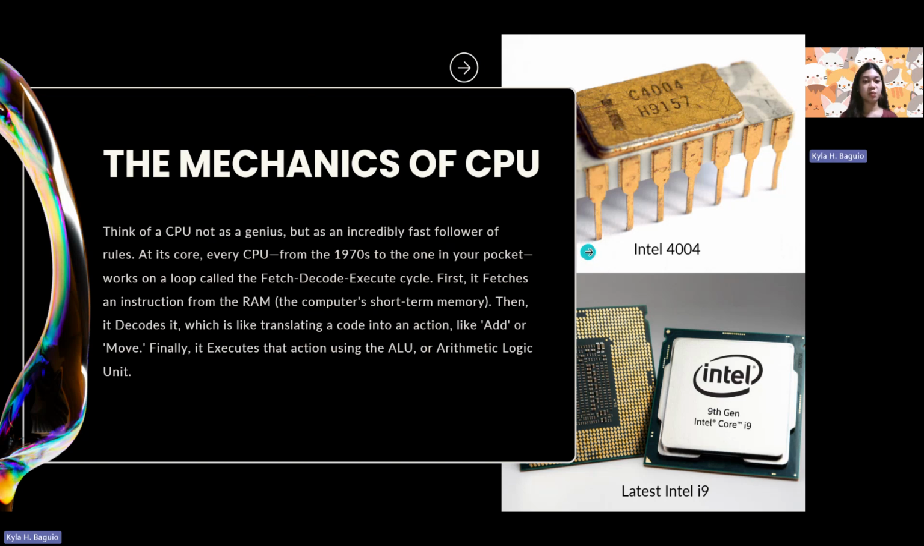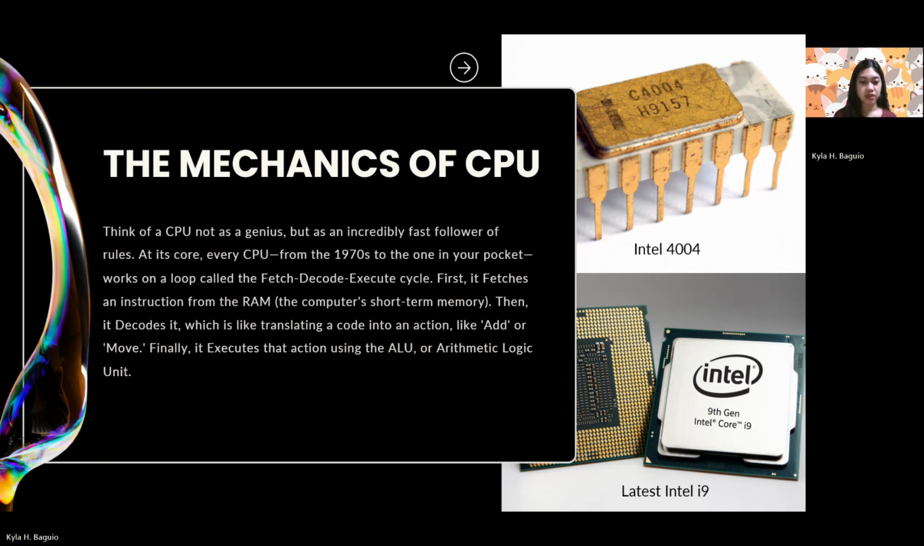So first is part one, the mechanics of the CPU. Think of a CPU not as a genius but as an incredibly fast follower of rules. At its core, every CPU from the 1970s to the one in your pocket works on a loop. To truly understand the internal mechanics of a computer, one must stop viewing the central processing unit as a genius and instead see it as an incredibly disciplined, hyper-fast follower.